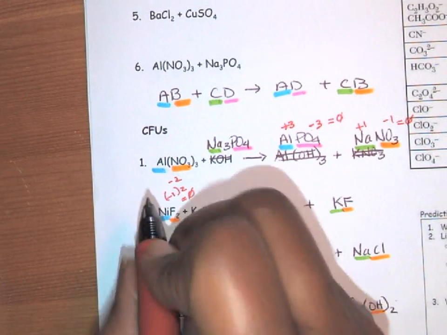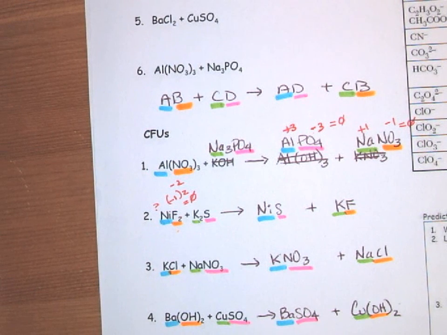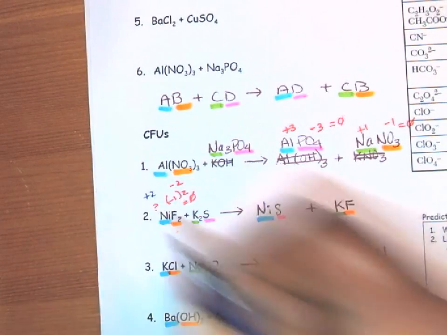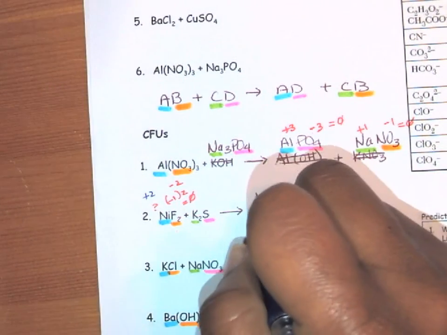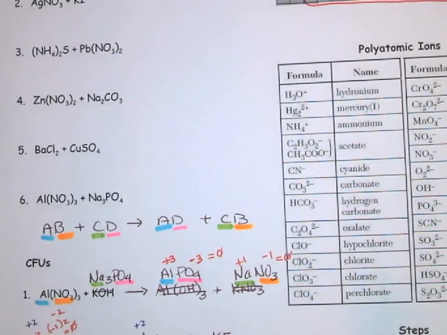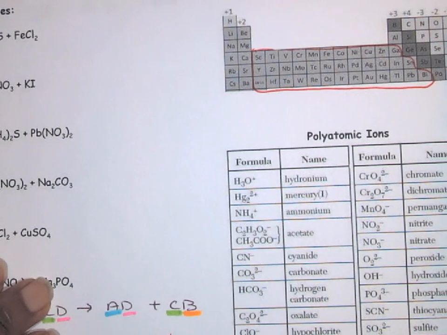So I got to figure out what charge the nickel must be in order for the overall charge to be 0. That means nickel must be a +2 charge. Okay, and so that means my nickel's a +2 charge. Now, if nickel's a +2, let's go over to the periodic table to find the anion. It has a -2 charge.